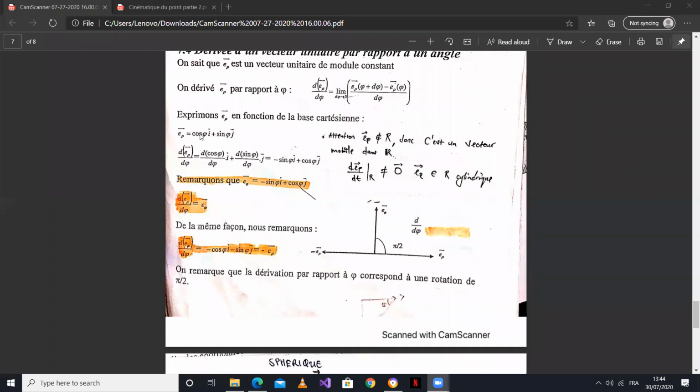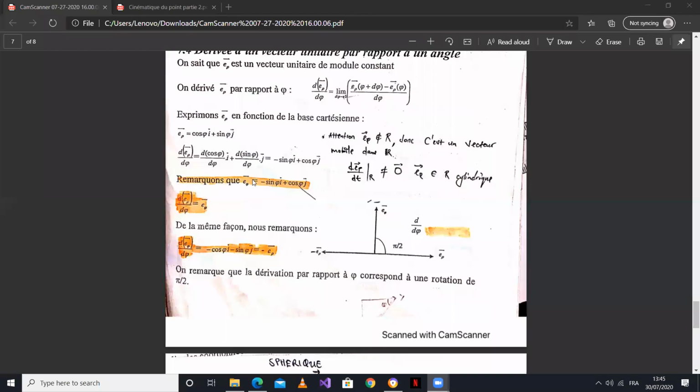So yeah, when you derive cos phi and sin phi, the derivative of cos phi with respect to phi is going to give you minus sin phi. And the derivative of sin phi with respect to phi is going to give you cos phi. So when we derive e_rho with respect to phi, we are going to have minus sin phi e_x plus cos phi e_y.